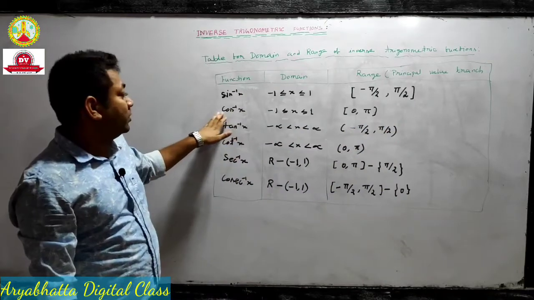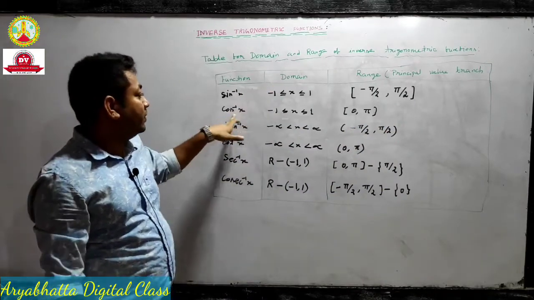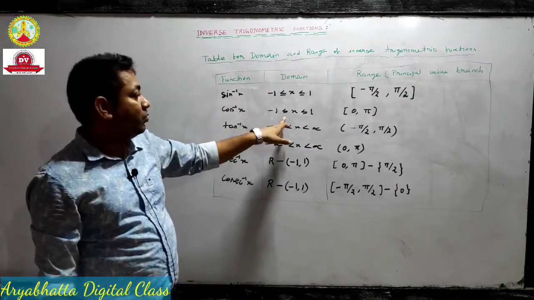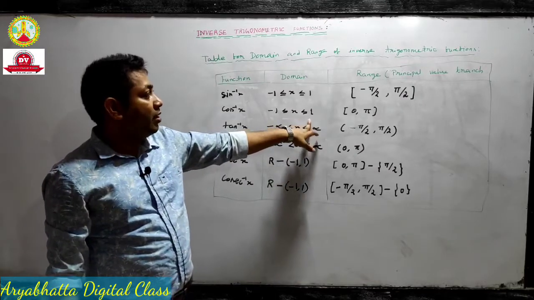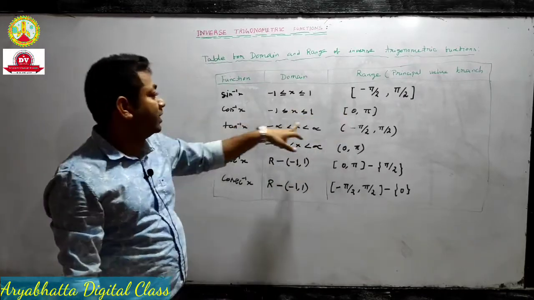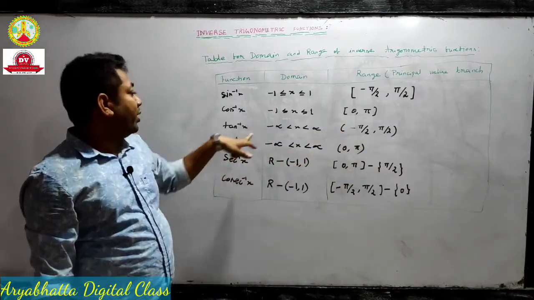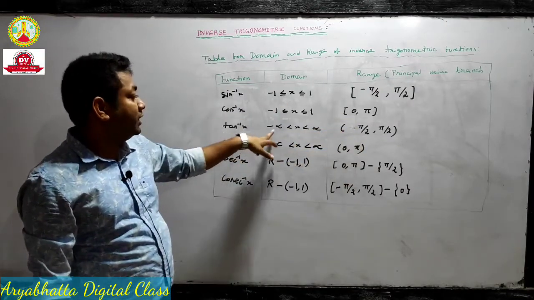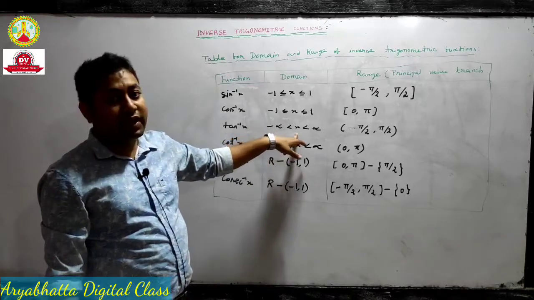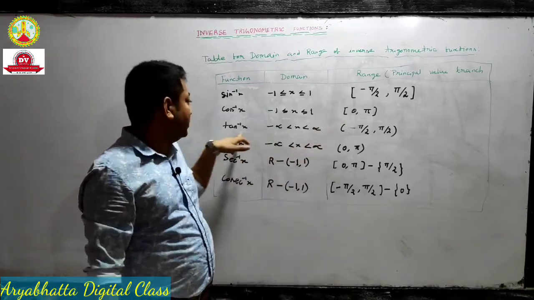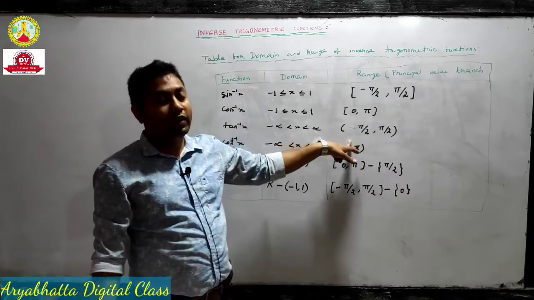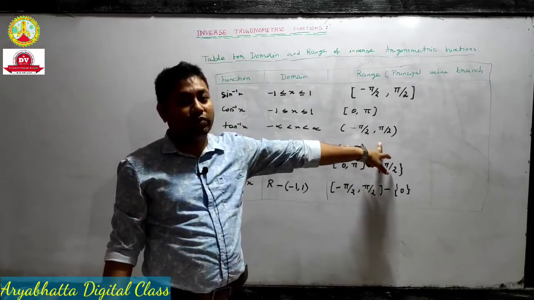Next, the function cos inverse x. The domain of cos inverse x is -1 ≤ x ≤ 1 and the range of cos inverse x is the closed interval [0, π]. Next, the domain of the function tan inverse x is minus infinity < x < infinity. The range of tan inverse x is the open interval (-π/2, π/2).